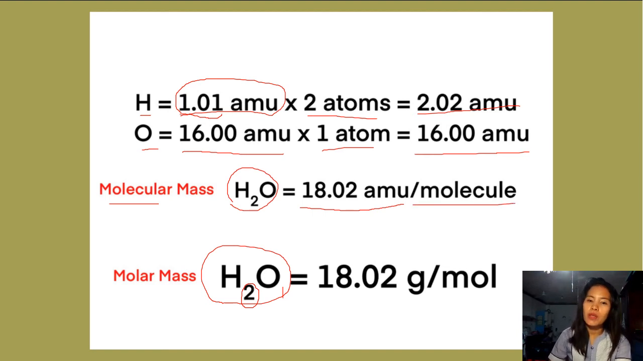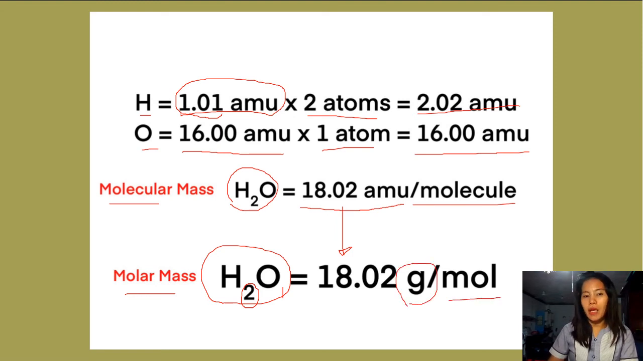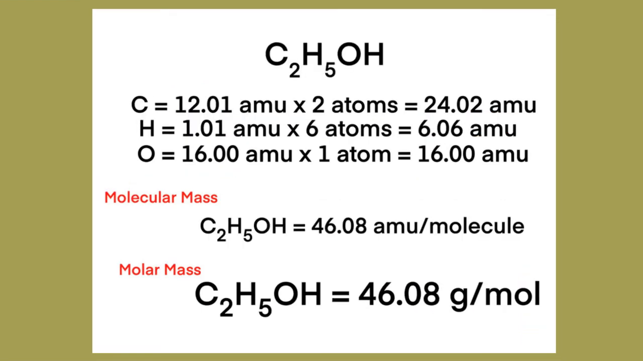So one molecule of water has 18.02 atomic mass units. Now, for molar mass, you are going to just use the figure 18.02, then use grams per mole, meaning 1 mole of water has 18.02 grams. Okay? Now, the same is true for ethyl alcohol. You have to identify the component elements.